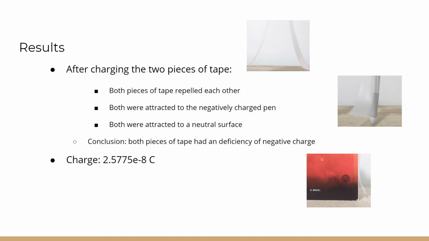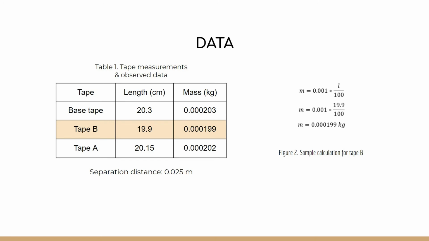The new charge that was found in this lab was 2.5775 times 10 to the negative 8 coulombs. The observed data found the length of tape B to be 0.199 meters and the separation distance to be 0.025 meters. The calculated data found the mass of tape B to be 0.000199 kilograms. A sample calculation can be referred to on the right-hand side.